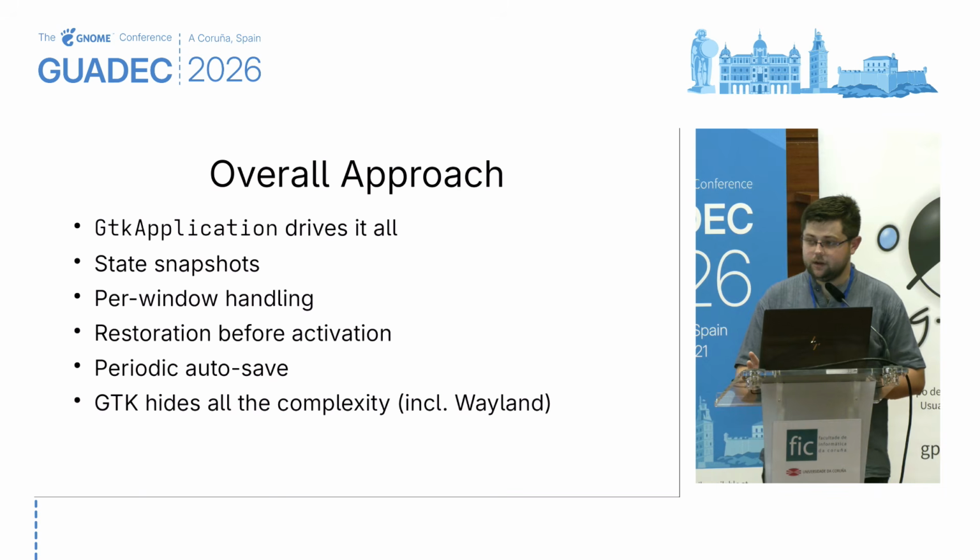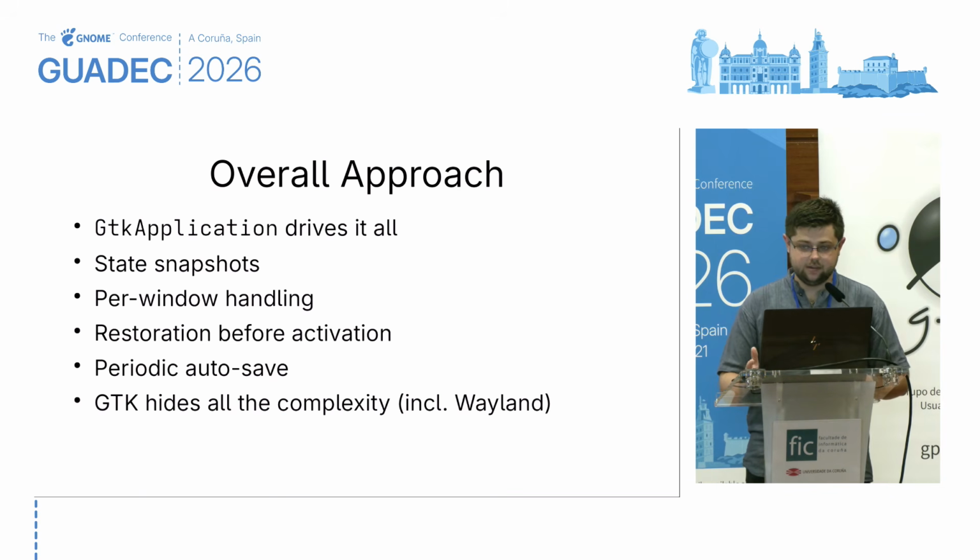We handle this per window, so GTK is natively aware of the different windows. We could have done this in such a way where in the GTK application we have some signal to collect and restore, and then the app would have to loop over all of its own windows and do that. But we made GTK application aware of this because it actually fixes quite a few edge cases that I'll get into. Restoration before activation is quite important.